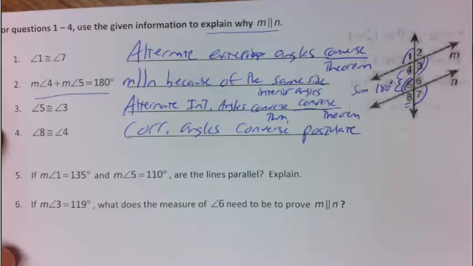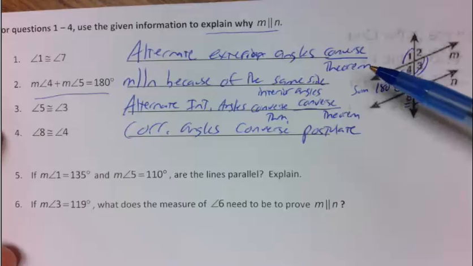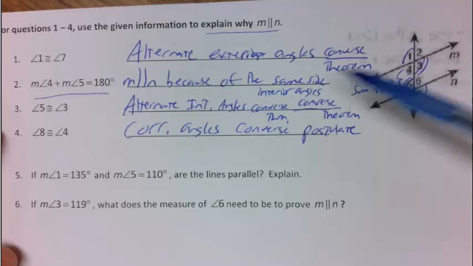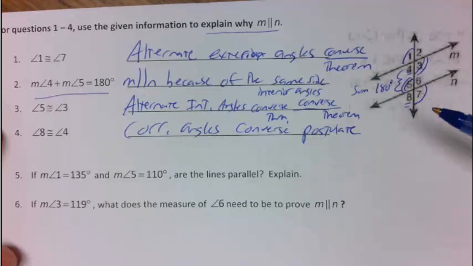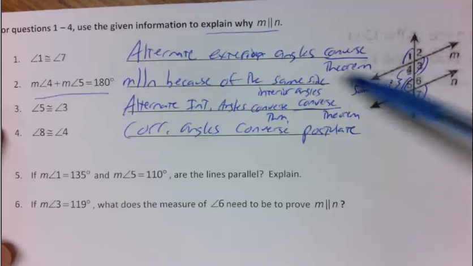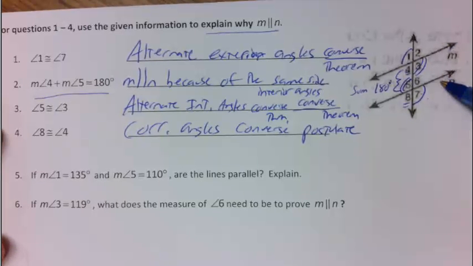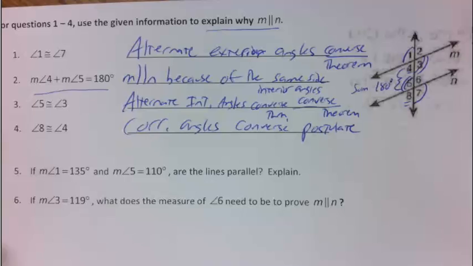So you can see all the pairs are the same. We did alternate exterior already. We did same side interior already. We did alternate interior already, and we did corresponding already. What we didn't do was prove the lines were actually parallel. We were given the lines are parallel. All right, how about this one?